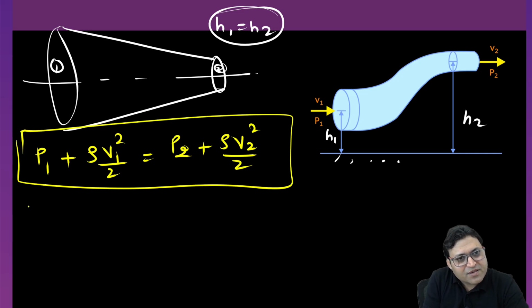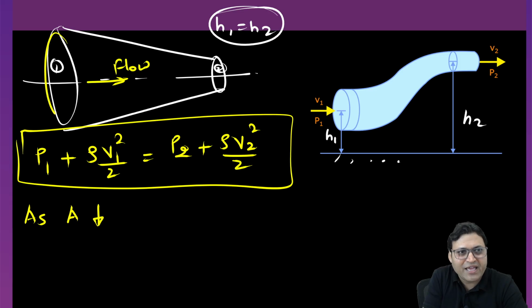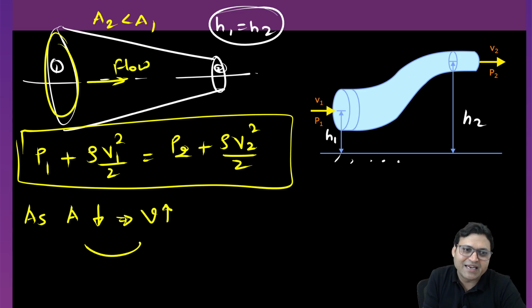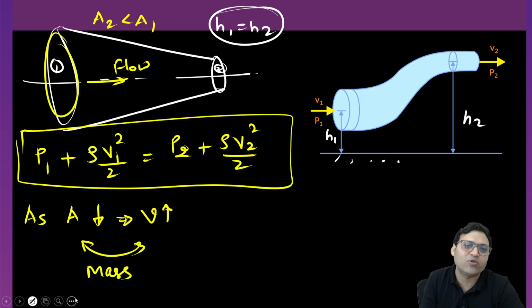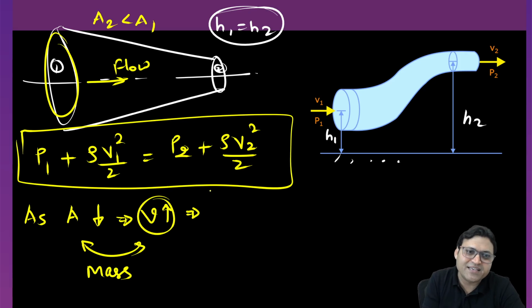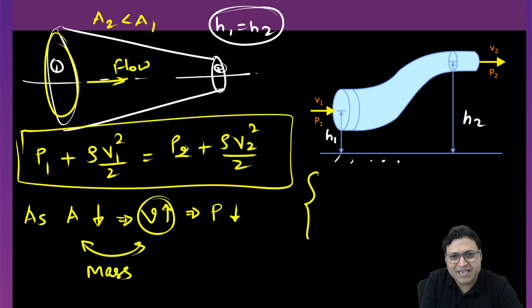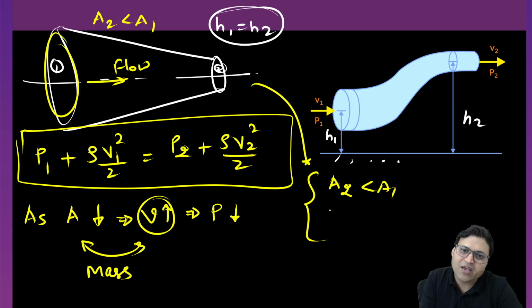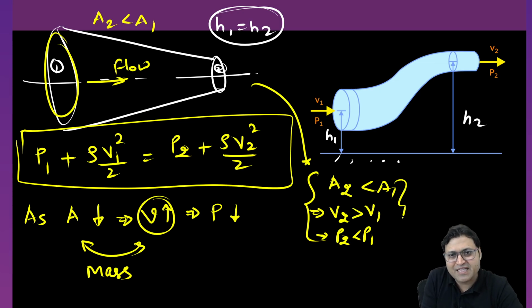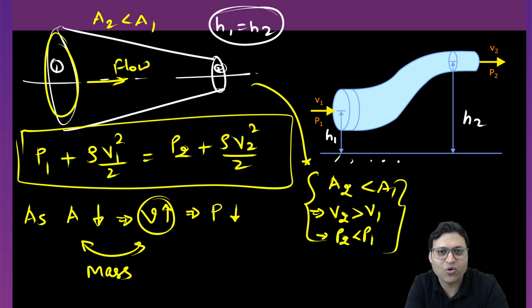So in the flow direction, if the area is decreasing, the flow area a2 is less than a1. If the area is decreasing, then velocity will increase according to mass conservation, or the continuity equation: area into velocity remains constant. So velocity will increase. And if the kinetic energy is increased, then there is a decrease in pressure energy. Pressure will decrease. So here, as a2 is less than a1, we can say v2 should be greater than v1, or we can say p2 will be less than p1. That is how we can apply the Bernoulli equation.